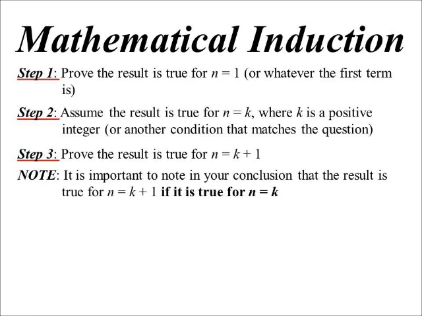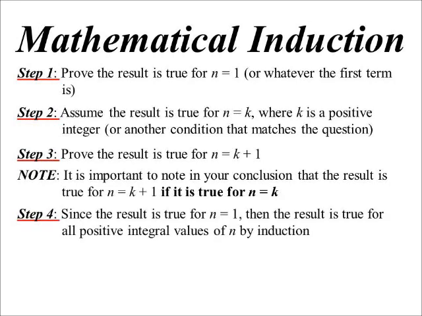Once you've done your proof, you conclude by saying, well, what I've actually now just done is I've proven the result is true for n equals k plus 1 if it is true for n equals k. Because my proof relies on my assumption being correct. And I assumed it was true for n equals k. Now, if it's not true for n equals k, then my proof is a whole piece of garbage. Because that's what my proof hinges on.